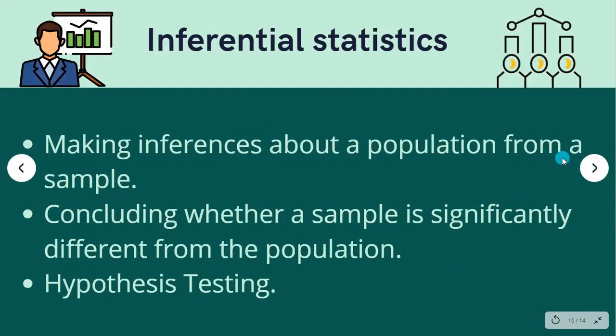Then we have inferential statistics. Basically, there are two types of statistics. One is descriptive, which I just told you, and then there is inferential statistics. Inferential statistics is basically studying the data and making inferences about the population. Inferences means making predictions on the basis of data, making predictions for the population on the basis of a small sample. Then we have hypothesis testing. In inferential statistics, there is hypothesis testing, which you really need to know to perform inferential statistics.